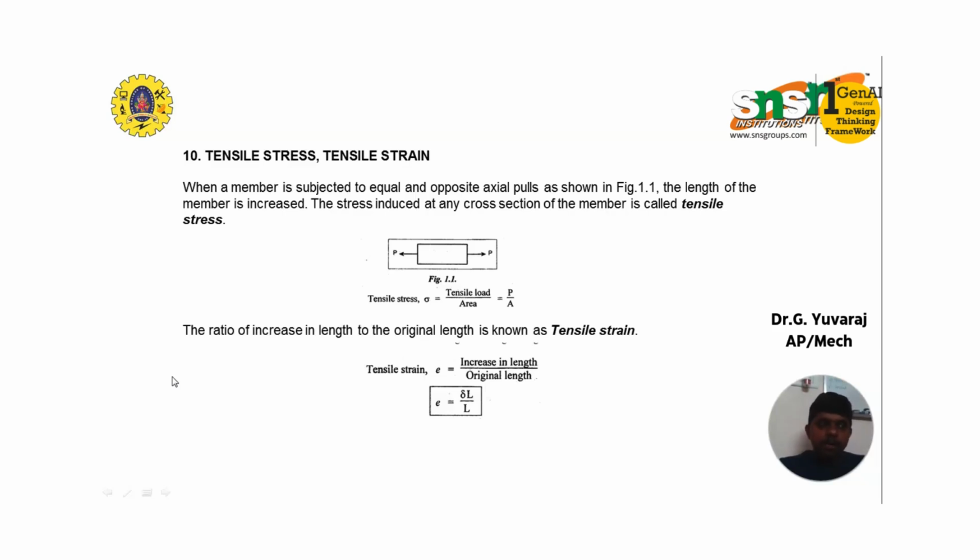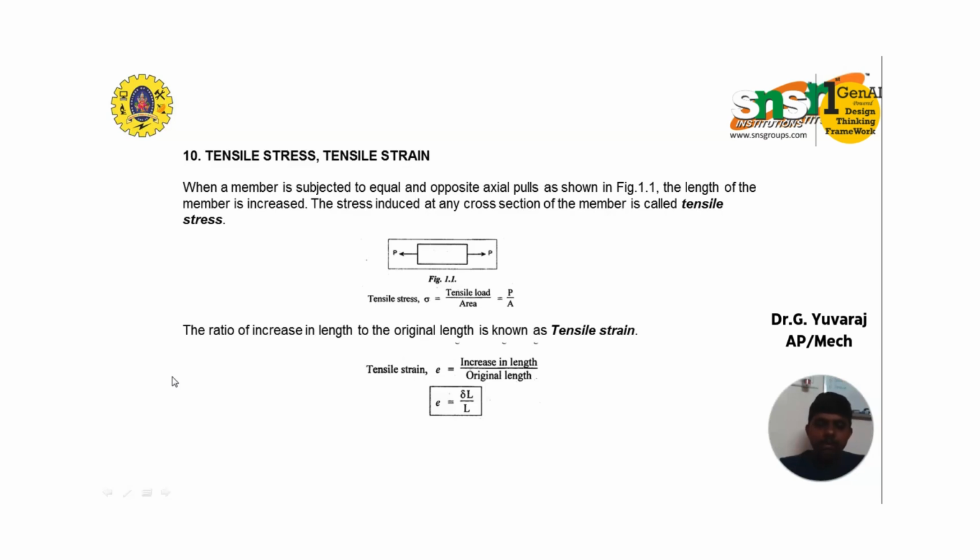Whenever a body is subjected to an axial pull, two different forces try to pull the material. That is what we call an axial pull. When a member is subjected to equal and opposite axial pulls, the length of the member may increase. The stress induced at any cross section of the member is called tensile stress.